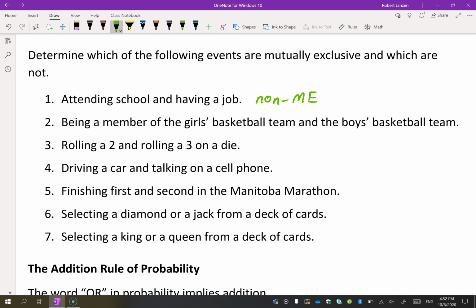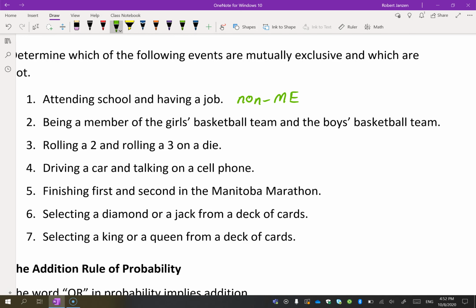Being a member of the girls' basketball team and the boys' basketball team. Well, you can't do that. You can't be on both. So those are mutually exclusive events. Rolling a 2 and rolling a 3 on a die. Well, you can't do those at the same time, right?